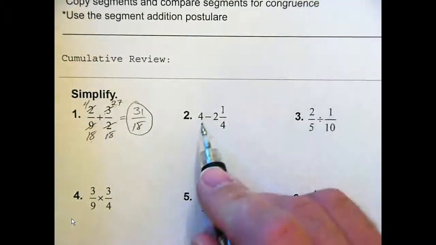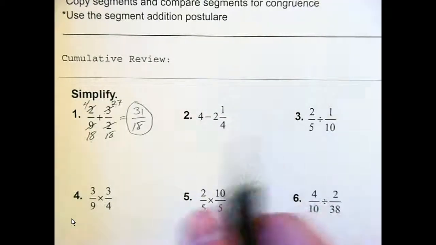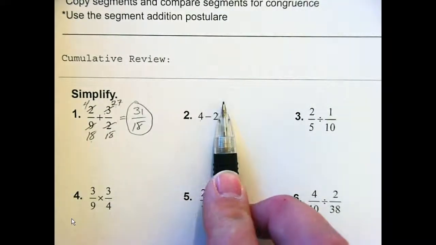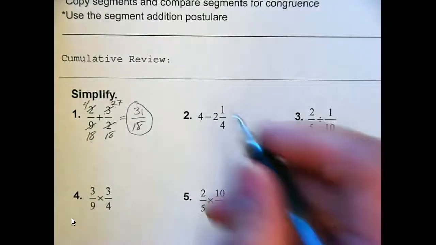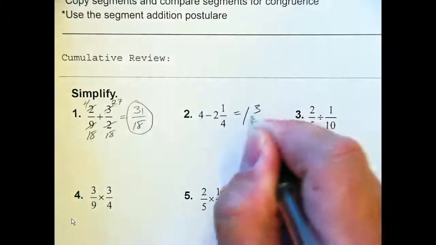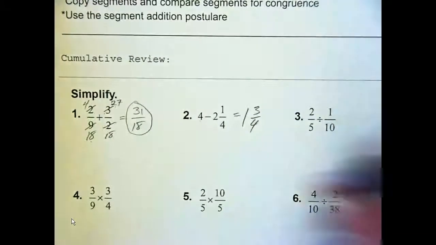This one I can kind of do in my head. If I have 4 and I subtract, let's ignore the 1/4 for a minute. If I have 4 and I subtract 2, what do I get? 2. And then if I take another 4th off of 2, what do I get? 1 3/4. Yeah, man.